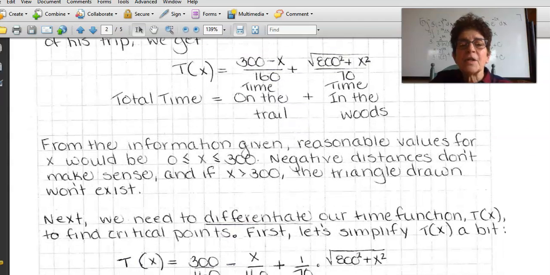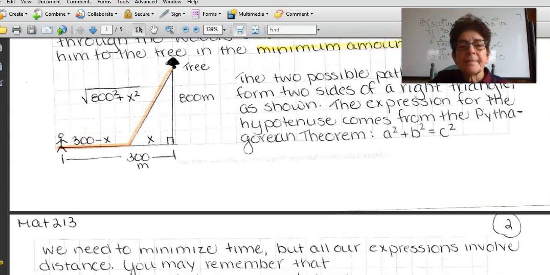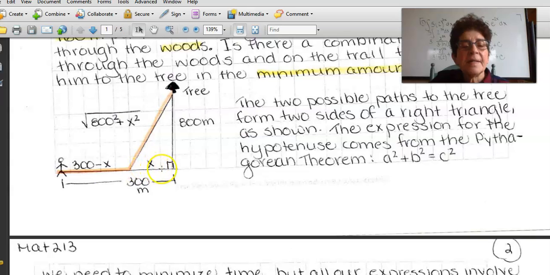Now let's talk about the domain of x. x, if you recall, is this distance, the distance between the original turning off point and the point where he's going to turn and actually run through the woods. So what would make sense for x values? You can imagine if we slid this hypotenuse all the way over to the right angle, x would be 0, and our student would run 300 meters on the trail, 800 meters through the woods. That's the smallest x.